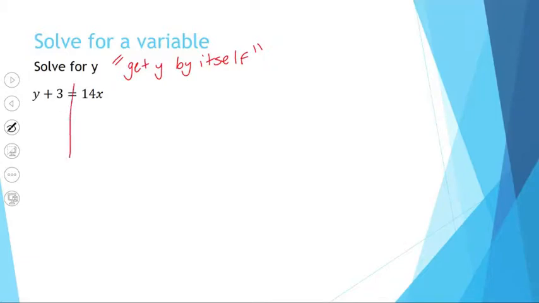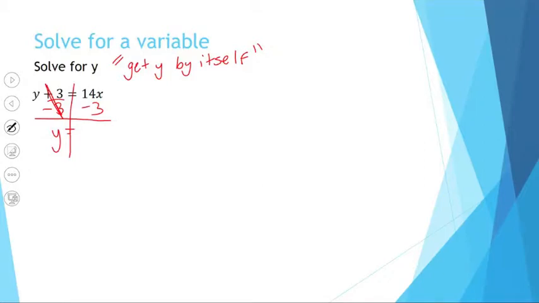All right, so for my first example, I've got y plus 3 equals 14x. My goal is to get the y by itself, which means I got to get rid of this plus 3. Just like any other algebra, the opposite of plus 3 would be subtracting 3. So now the y is going to be by itself, which is what I want. That's the whole point of this. But on the right side, I have 14x minus 3.